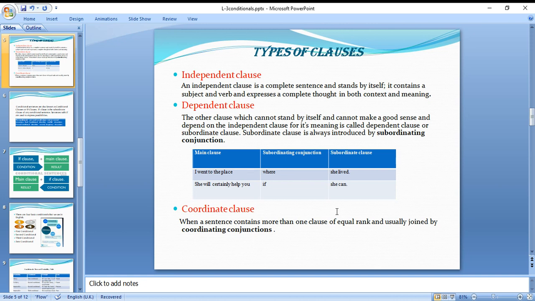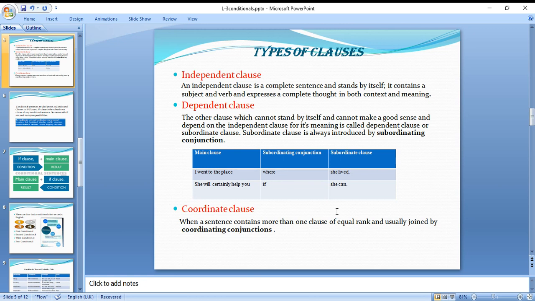Dependent clause, the other clause which cannot stand by itself and cannot make good sense and depends on the independent clause for its meaning, is called dependent clause or subordinate clause. Subordinate clause is always introduced by a subordinating conjunction. Subordinating conjunctions are like that, what, whatever, which, who, whom, how, when, etc.